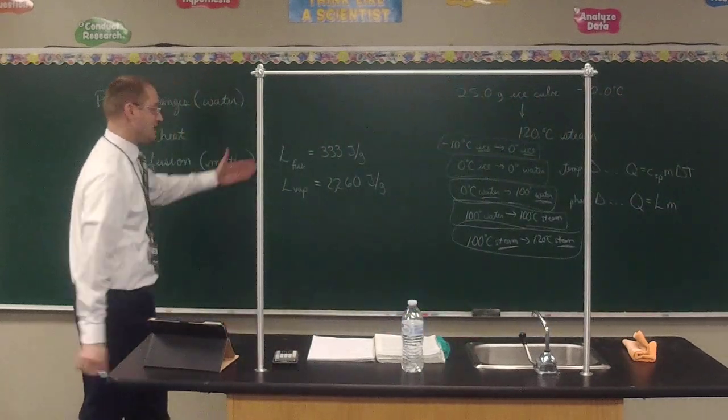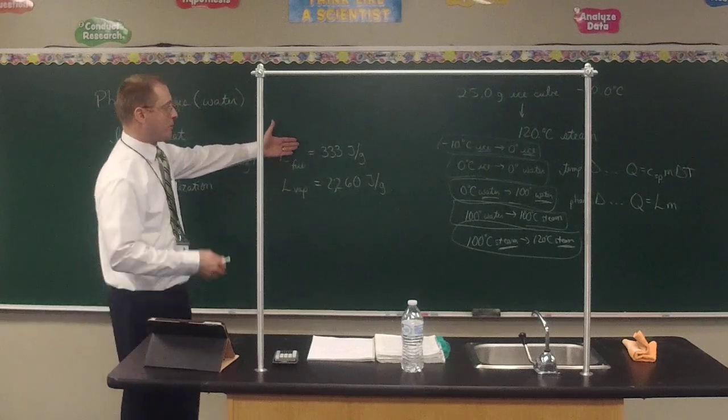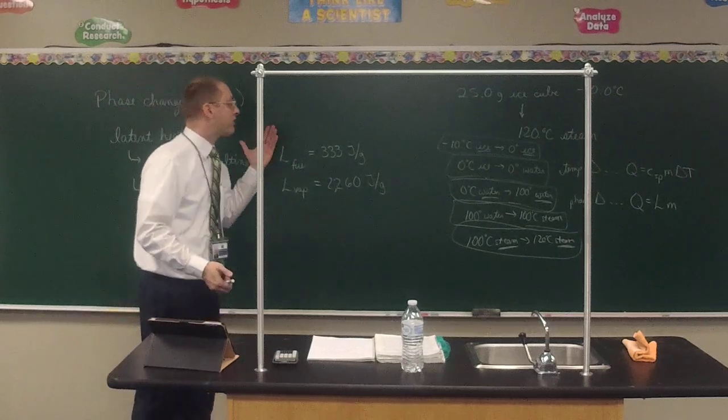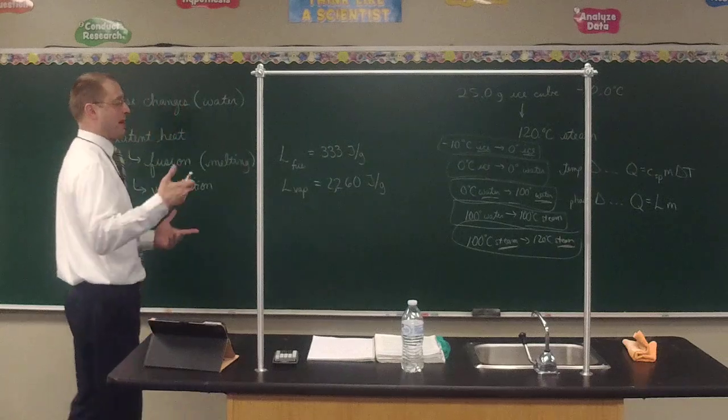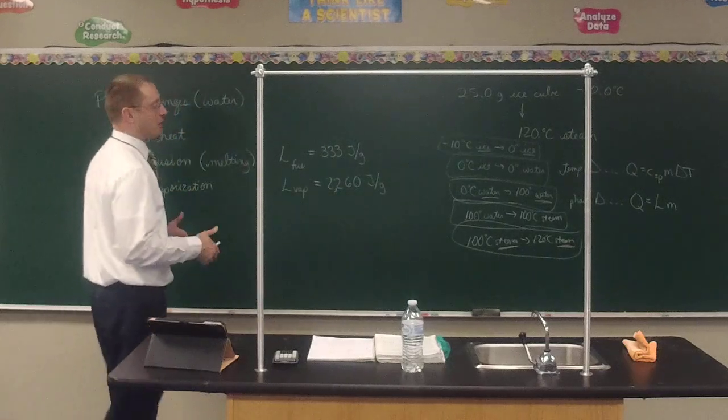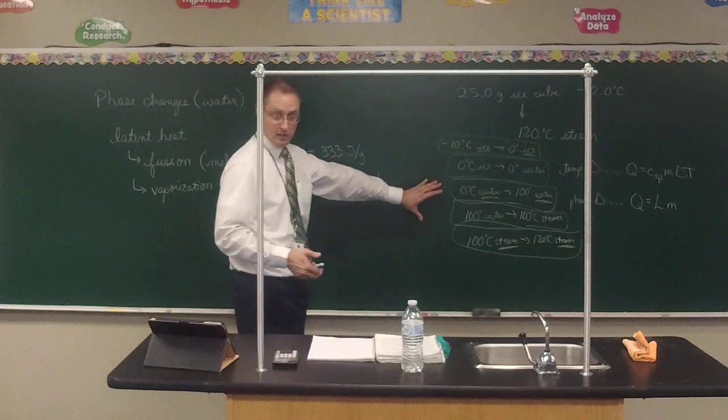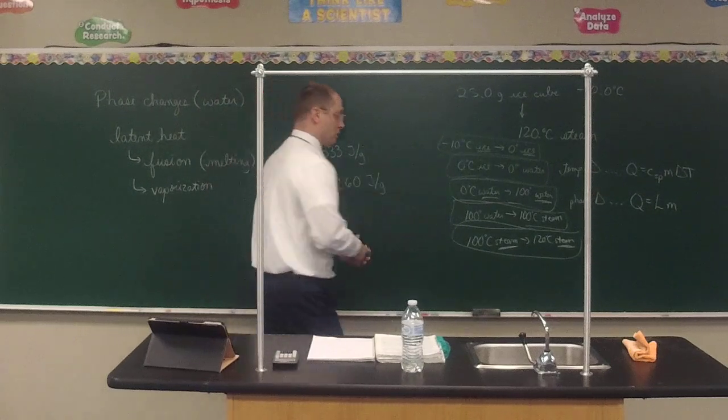The latent heat, 333 joules for every gram. Okay, multiply that by the 25 grams you've got. 2,260 joules per gram. Okay, multiply that by the number of grams you've got. And that tells you how much heat was needed to change the phases. Make sense? Let's do this then.